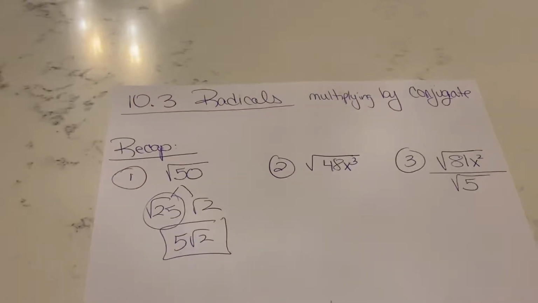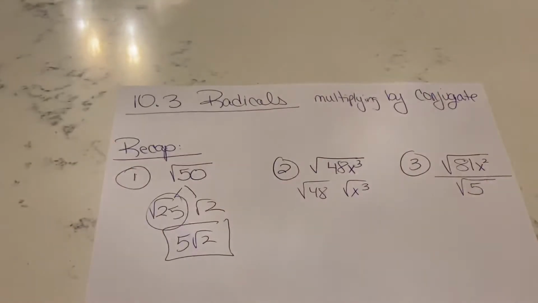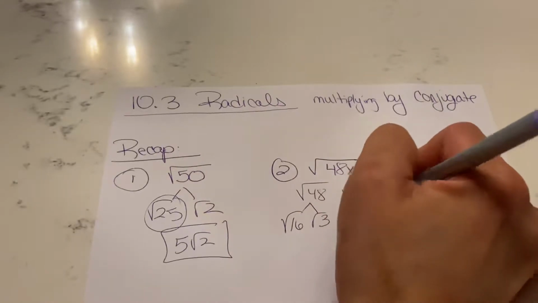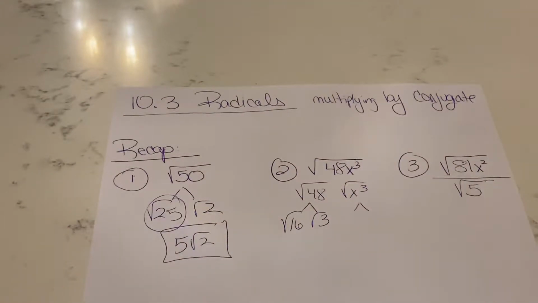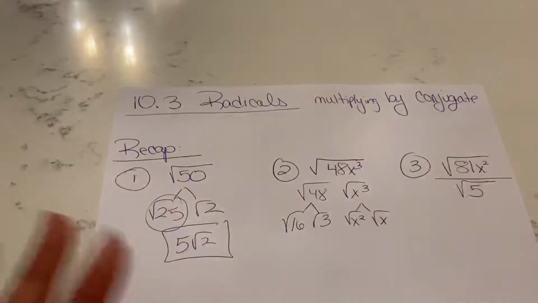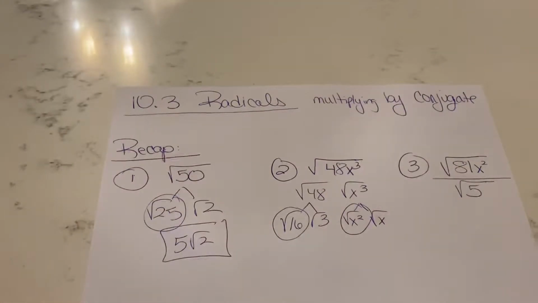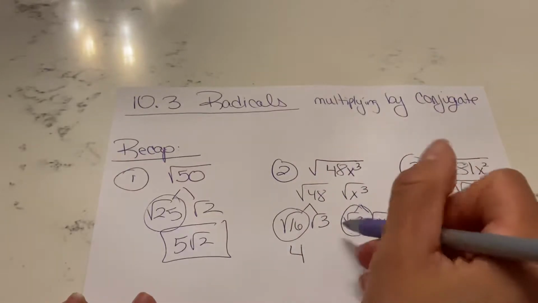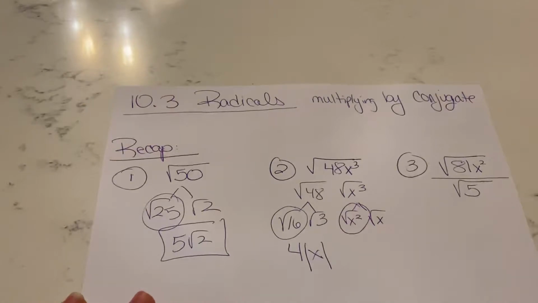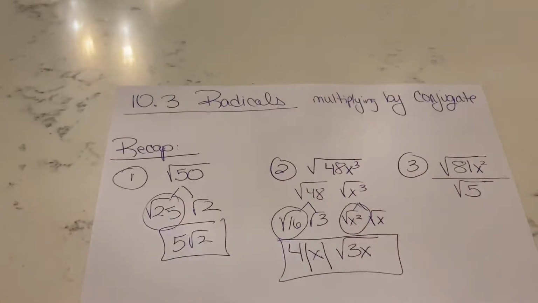For number 2, I will break up the 48, split up the two terms, then break up the 48 into 16 times 3. X cubed, 3 is not divisible by 2, so I will regroup it and put 2 of them together and 1 by itself. Then your next step is you should circle the ones with the perfect square. So you get 4, you get x, have to put the absolute value since it's to an odd power, and you're left with radical 3x. So this is your final answer.